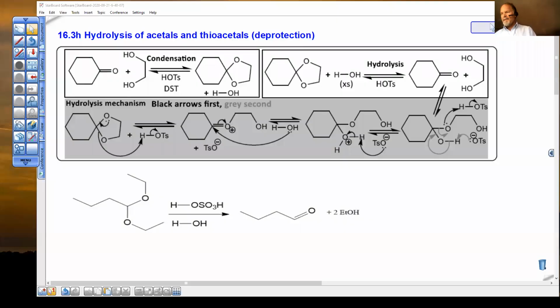Furthering our exploration of hemiacetals and acetals, we are going to look at the hydrolysis of acetals and thioacetals, also known as deprotection. We looked at them and we used them previously. We just didn't do a mechanism yet.